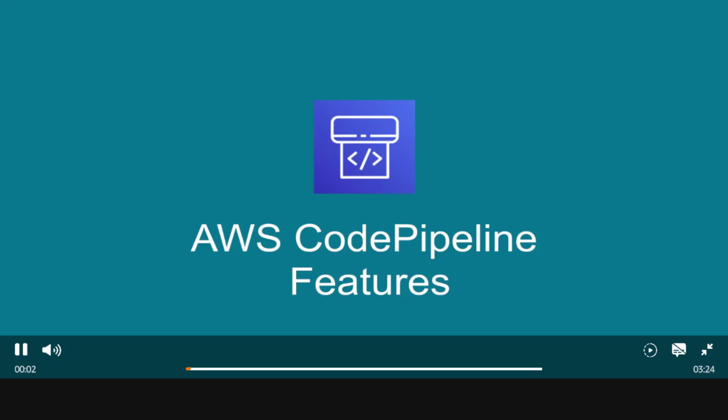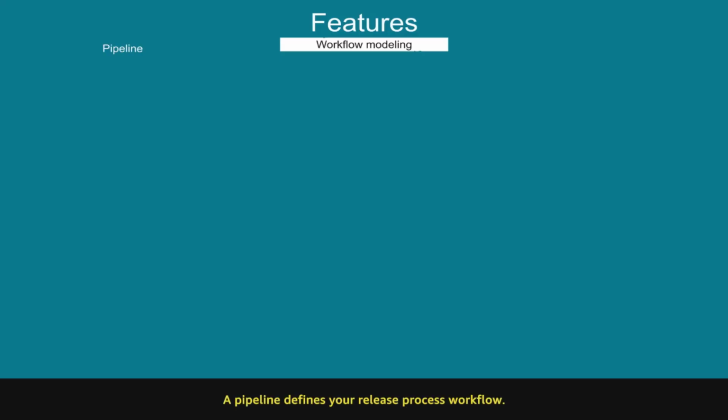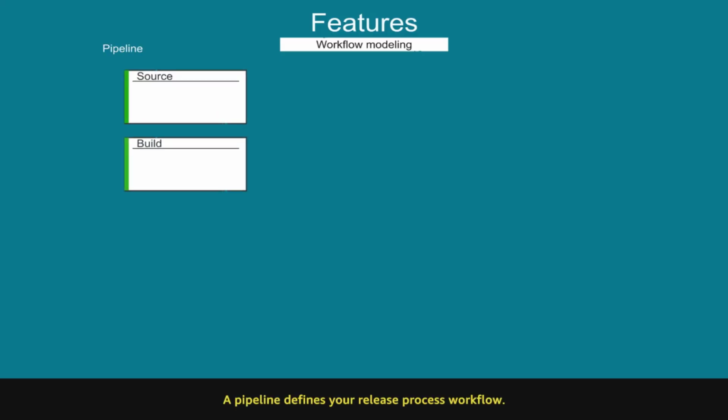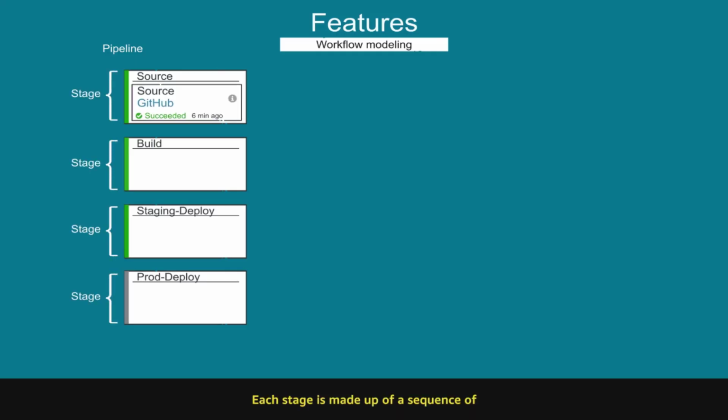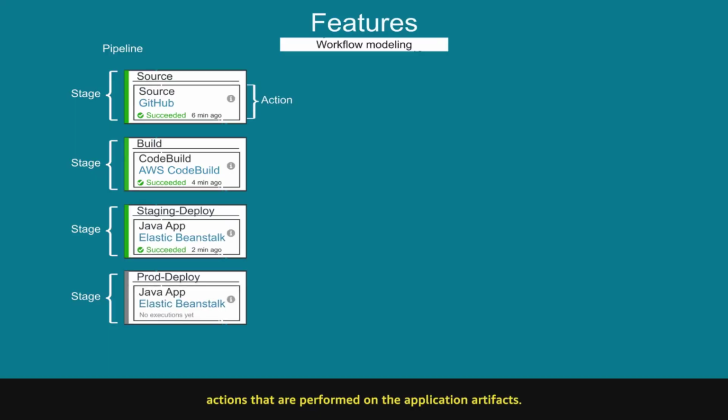AWS CodePipeline Features. Here are the key features. Workflow modeling. A pipeline defines your release process workflow. It comprises a series of stages, which act as logical divisions in your workflow. Each stage is made up of a sequence of actions that are performed on the application artifacts. A transition is the point where a pipeline execution moves to the next stage in the pipeline.